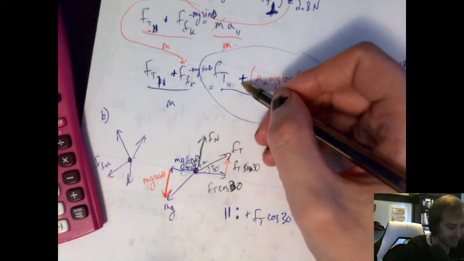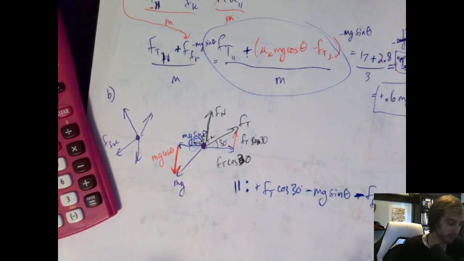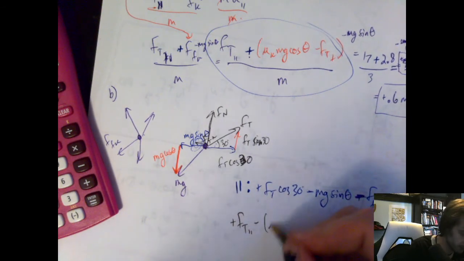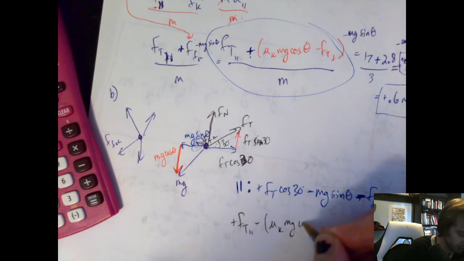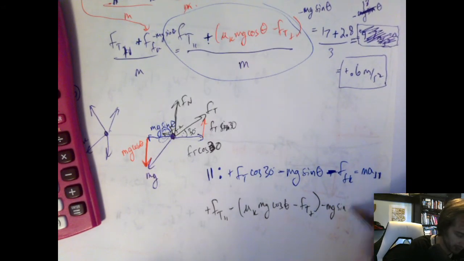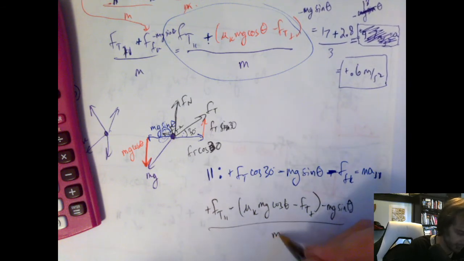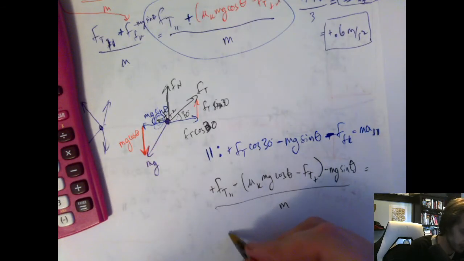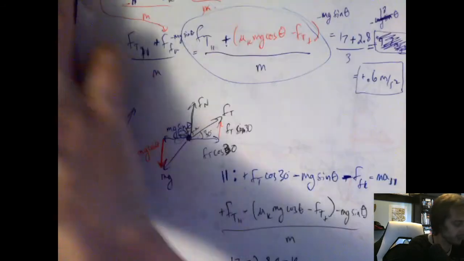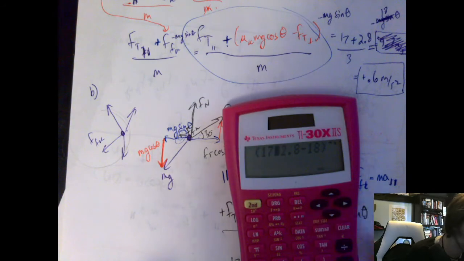And so our algebra is going to work out the same way in every part of this. It's just that when we get to the end, at this point, we'll have a minus sign here like I'd originally had last time instead of a plus sign. So we'll have plus ft parallel minus mu k mg cosine theta minus ft perpendicular minus mg sine theta, all of that divided by m. And so when I plug in my numbers, it'll be 17 minus 2.8 instead of plus 2.8 minus 18 divided by 3, and that'll be, just go ahead and swap in the minus.